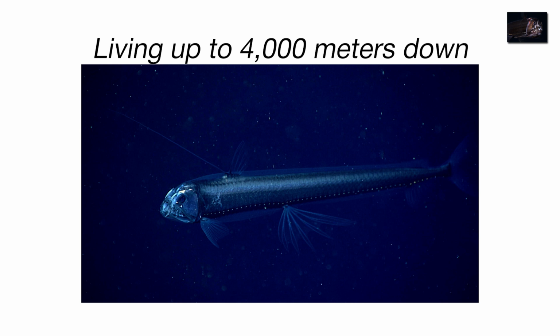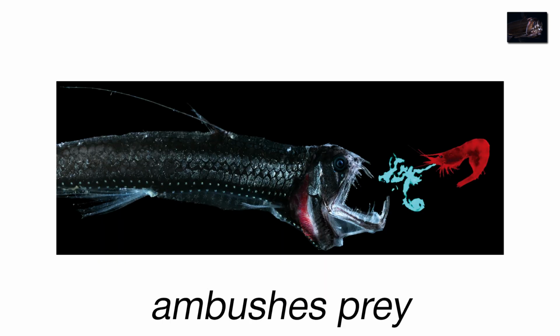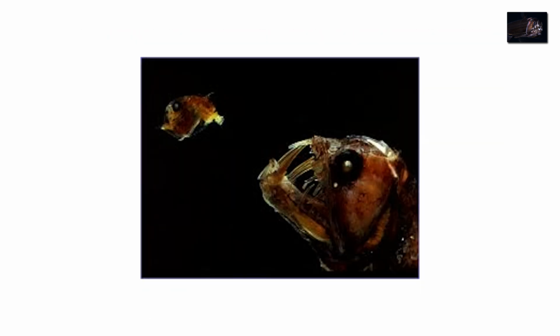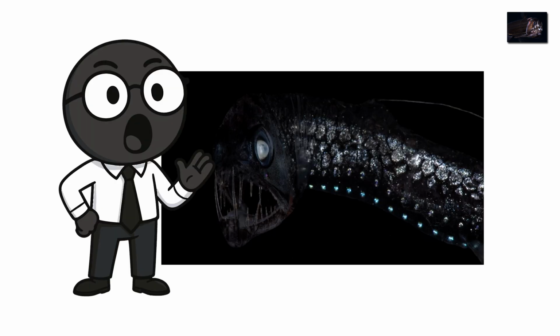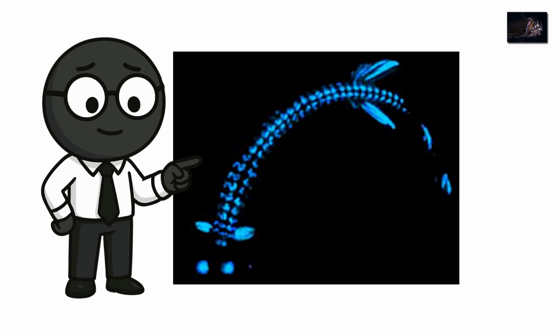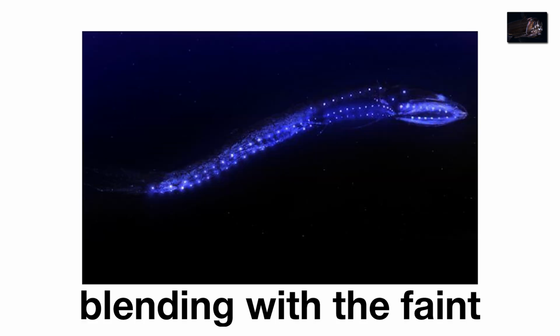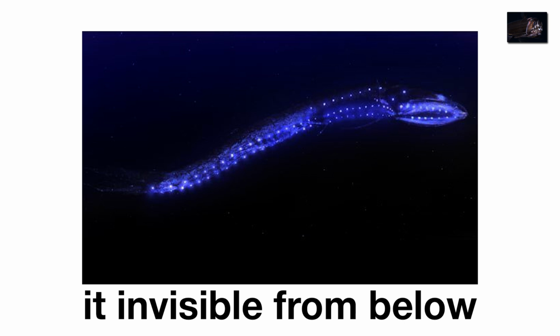Living up to 4,000 meters down, the viperfish ambushes prey using a built-in lure on its dorsal spine, like a discount anglerfish. When something approaches, it lunges with explosive speed, impaling victims on its teeth and swallowing them whole. Its stomach can expand to fit meals nearly its own size, allowing it to eat rarely but catastrophically. Its glowing body patterns also act like camouflage, blending with the faint light above to make it invisible from below.